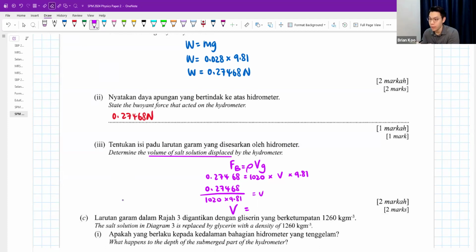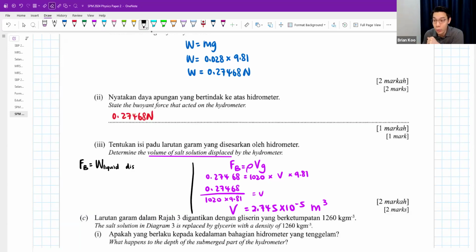Okay. Now the thing is, a lot of the time, the buoyant force formula is not given. Yes, this is in meter cube. But how to write out the formula in the case where we forget it? Remember, Archimedes says what? Buoyant force is equal to the weight of liquid displaced. I hope you remember that. And what is weight? Mass of liquid displaced times g. And then what is mass?